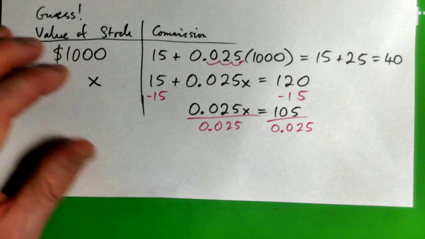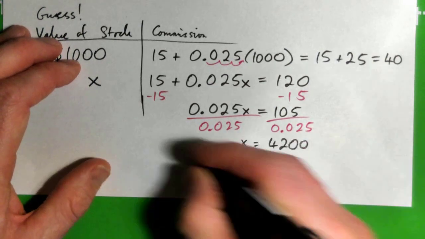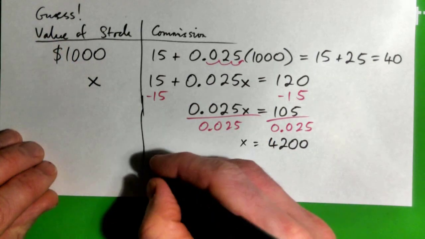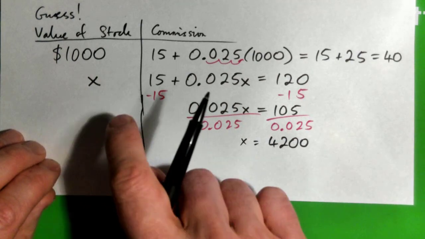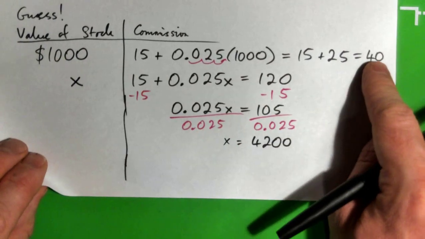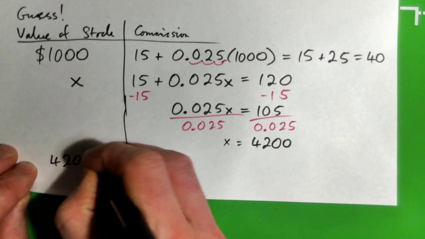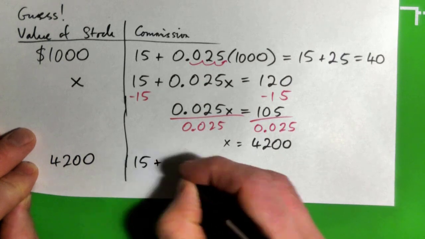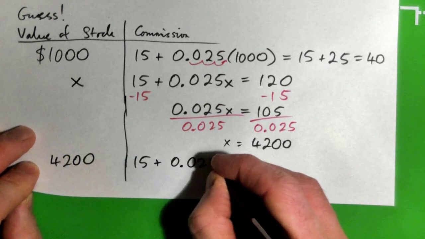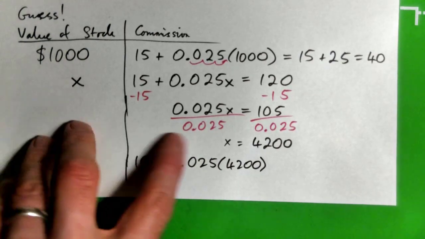I do want to check that though. Remember when we sold $1,000 of stock, it was $40 commission. This is supposed to be 120. So let's check if it's 4,200. Again, it should be 15 plus 0.025 times 4,200, and that should give us 120.